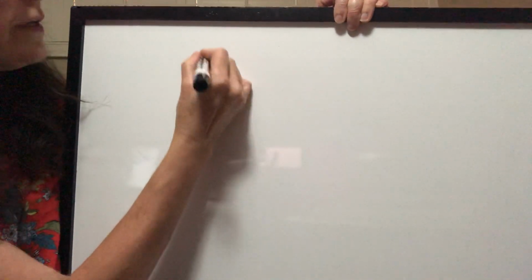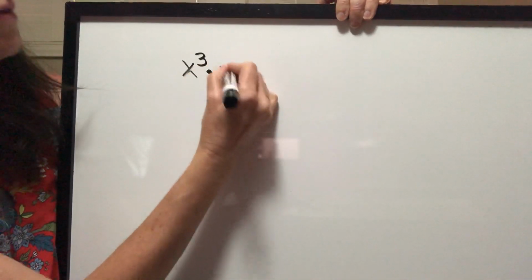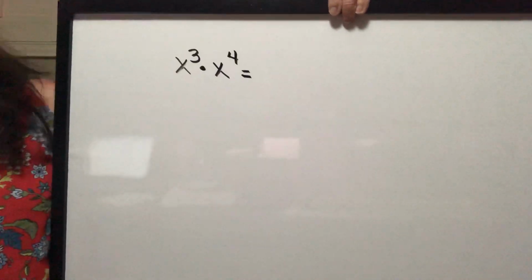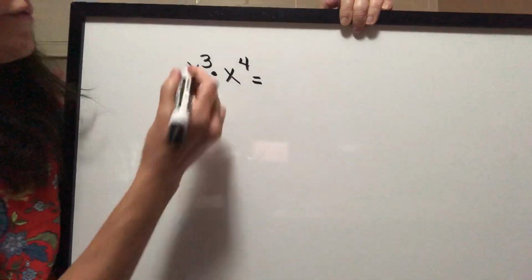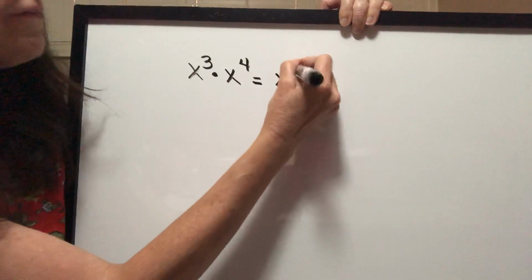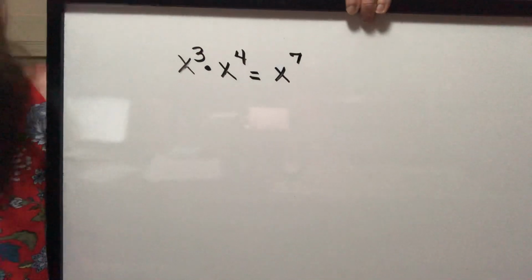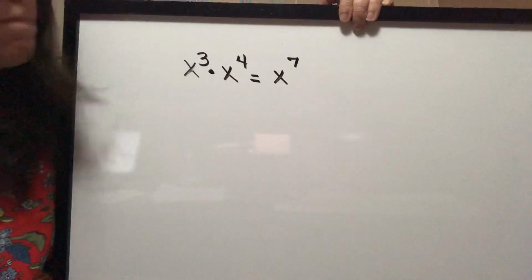So say you were given two powers, like x to the third times x to the fourth. So the rule that you learned in algebra is, in a case like this, that you would add the exponents together. So 3 plus 4 would be 7. So you would have x raised to the 7th power. That is called the exponent rule for multiplication.